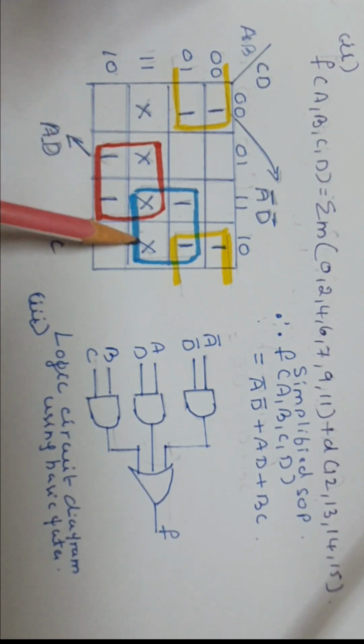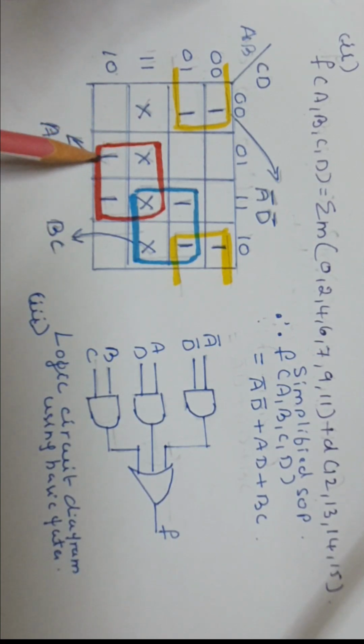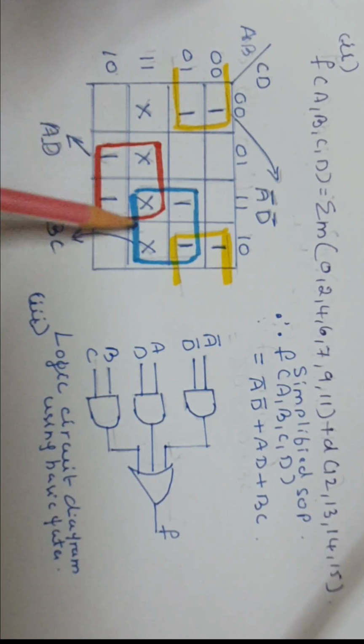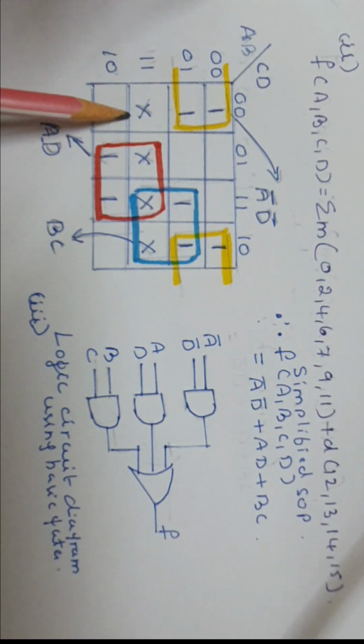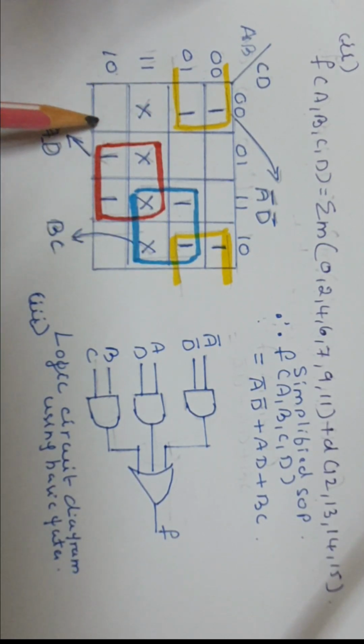So this cross we should not try to cover. We can utilize these to cover ones, but they should not be independently treated as one and try to cover. We should not try to cover this. Okay. So next, in each group row wise and column wise, what are common?